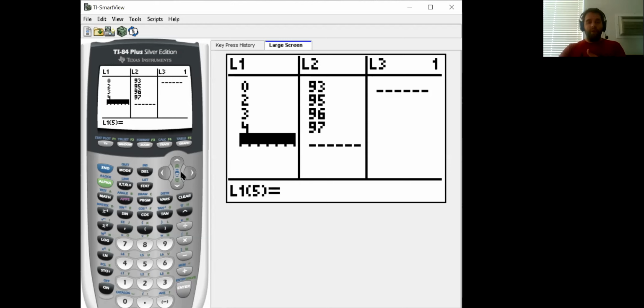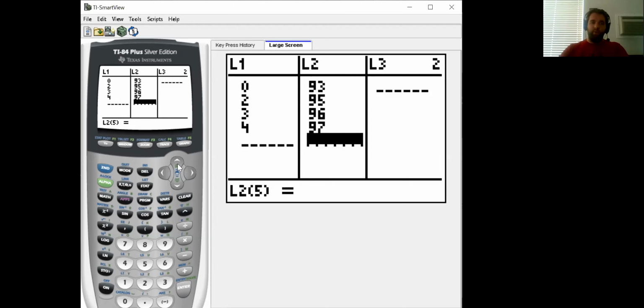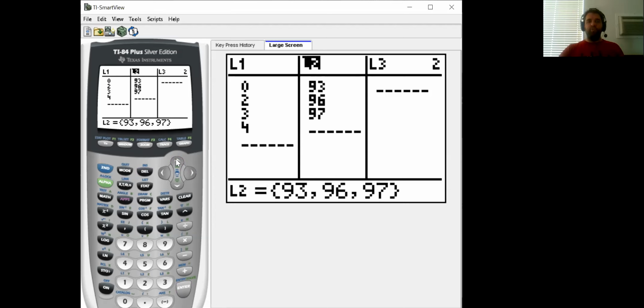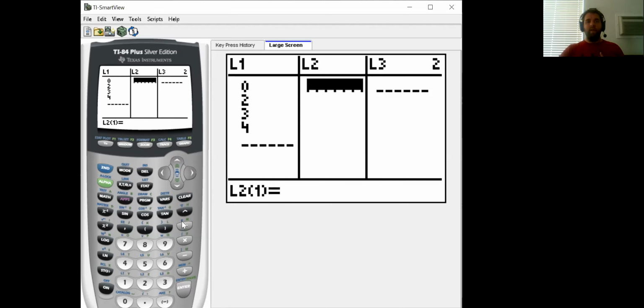Now, if you need to get rid of some data, if you want to get rid of a singular point, let's say I didn't want this 95 here, you can press the delete button and it will delete that individual data point. If you want to get rid of that whole column, you would scroll up to L2 and then hit clear and hit enter. I will warn you, do not go up there and press delete, because if you do that, you will delete the entire list of L2. And so suddenly you now have list 1 and list 3. And your calculator is now going to make you jump through weird hoops.